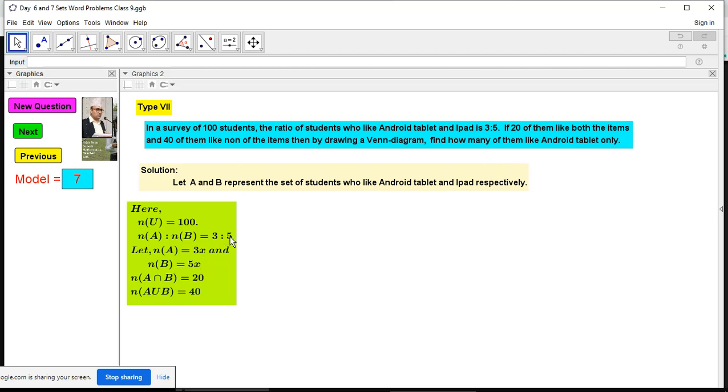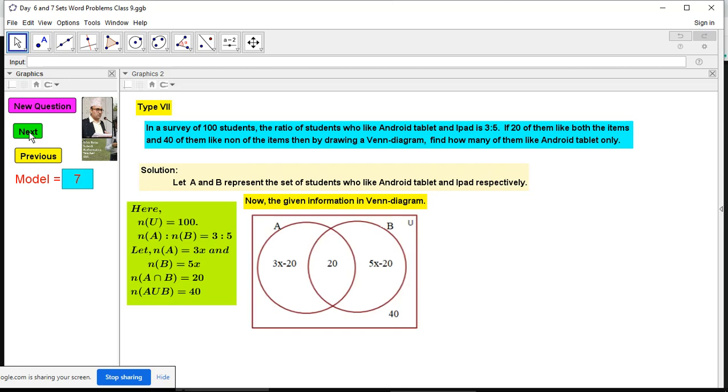That's why we can convert into numbers by supposing 3x or 5x, like a variable. With the help of a variable, we can change it into a number. So 3 is to 5 is 3x by 5x, because in 3x by 5x we can cancel x and the ratio becomes 3 is to 5. We don't know what x is exactly. That's why we use 3x and 5x. Now intersection 20 and union 40, there is no confusion, I believe.